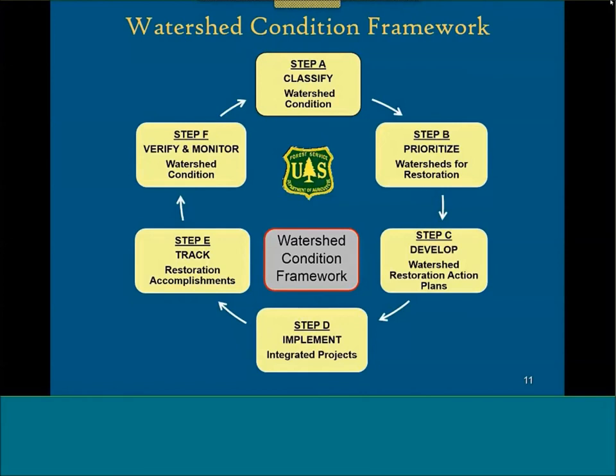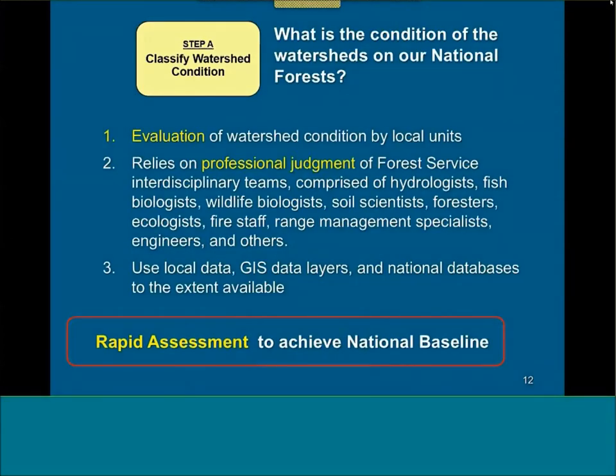So step A is really doing an assessment on what is the condition of our watershed. It was a rapid assessment back in 2010, late 2010, early 2011, when we initially did this. We had a set of criteria that we set out as far as how the watershed should score based on the indicators and how it's scored out.